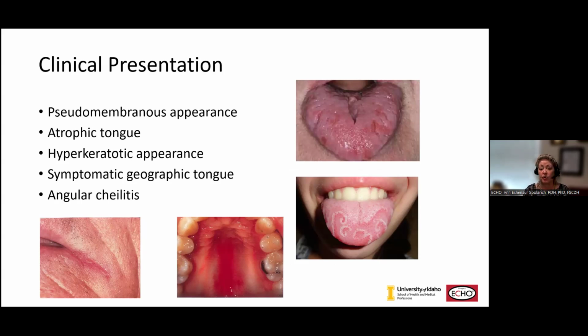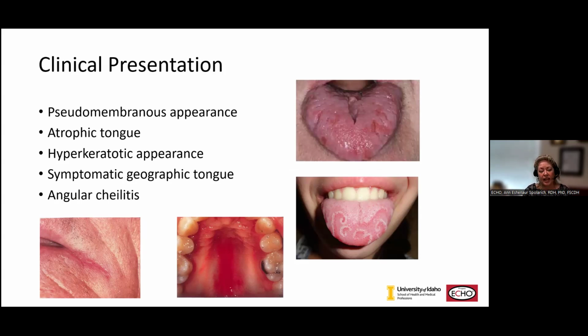You can have a pseudomembranous appearance. You can have an atrophic tongue. You can have a hyperkeratotic appearance. You can see this a lot in denture wearers. Somebody's geographic tongue, which is by itself a normal condition, is just an atypical organization of the papilla on the tongue. But in people who have a symptomatic geographic tongue, it is often reflective of a fungal infection.